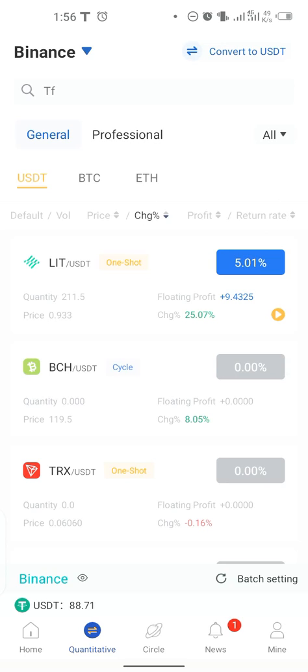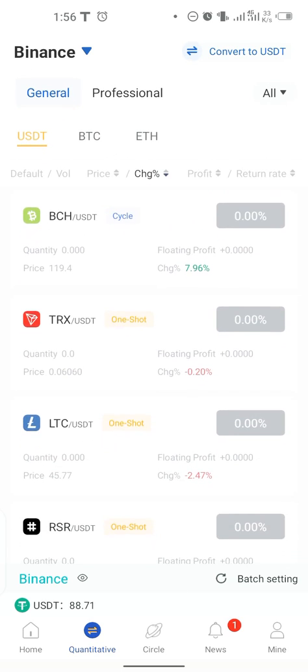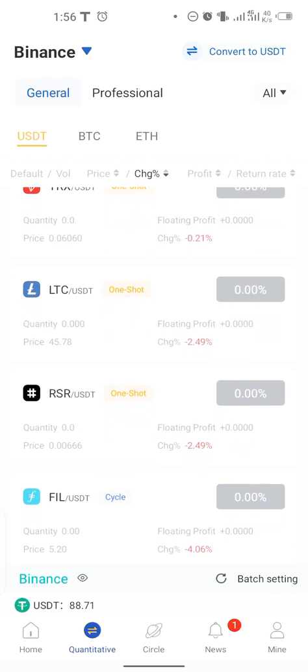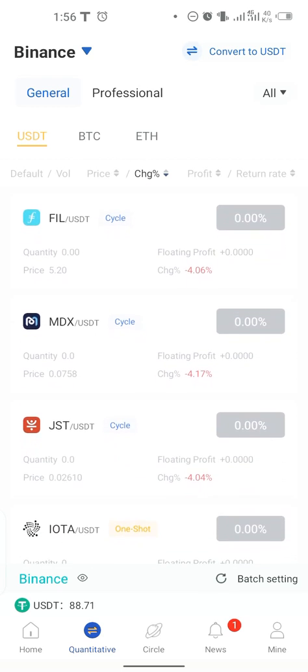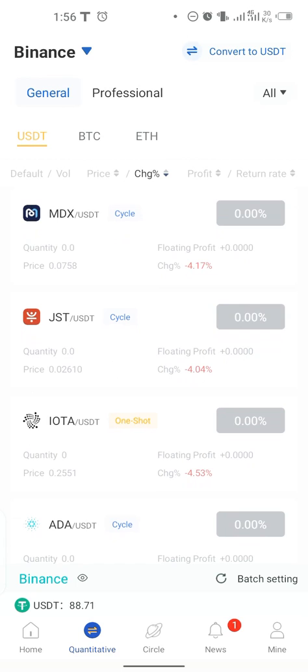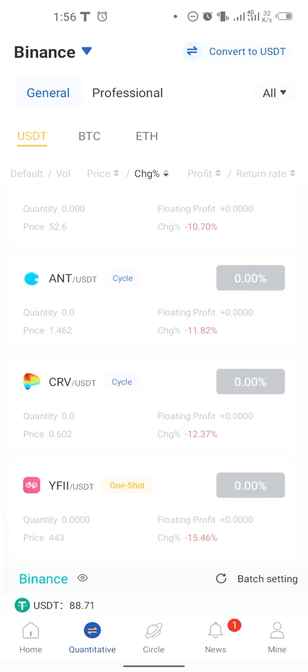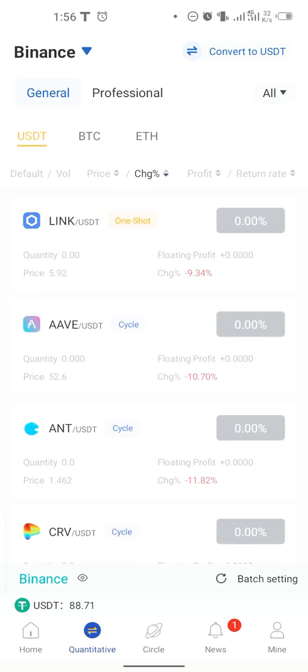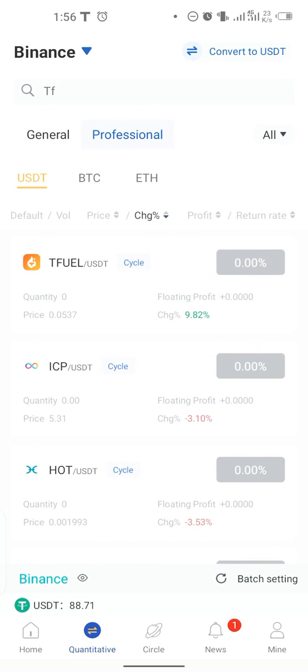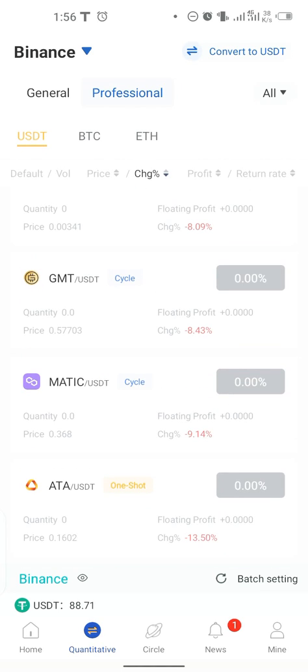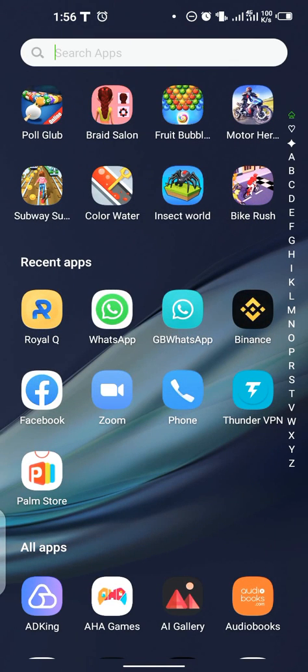And here you see down there is LIT leading, there is BCH, there is TRX, there is LTC, there is RSR, there is FIL, there is MDX, there is GST. At the bottom here we have Wi-Fi, CRV, ANT. On this side we have T-Fuel, ICP, HOT, and at the bottom we have ATA. Okay, so now the second step is to go into your Binance account and look at the different coins.